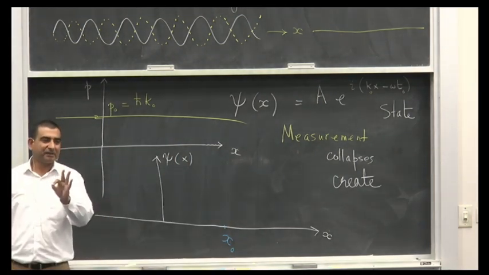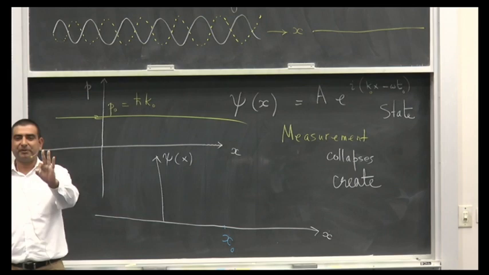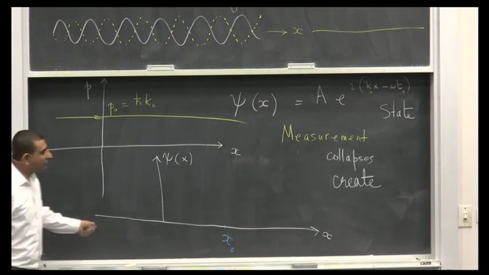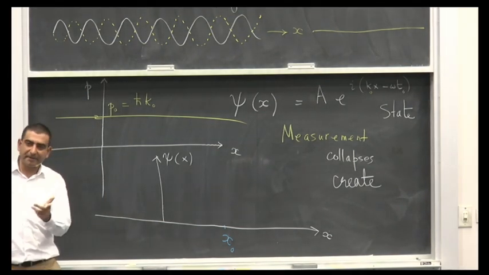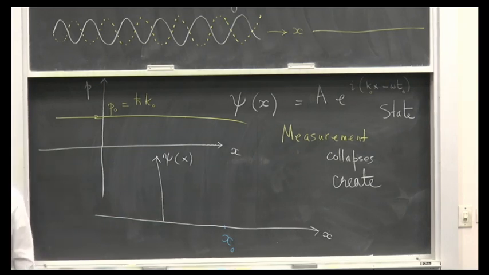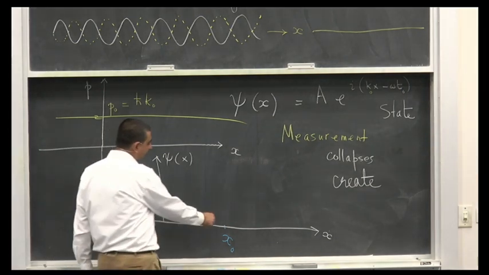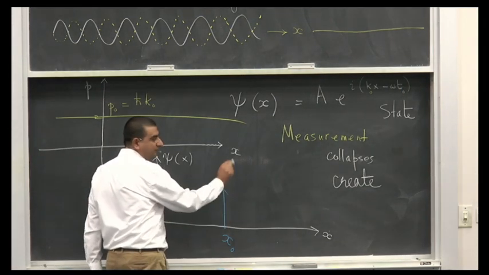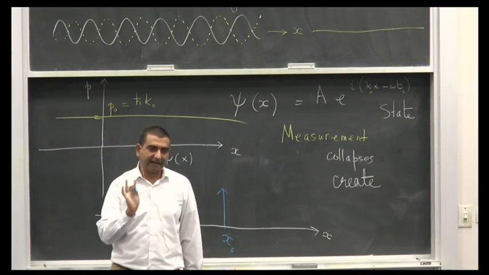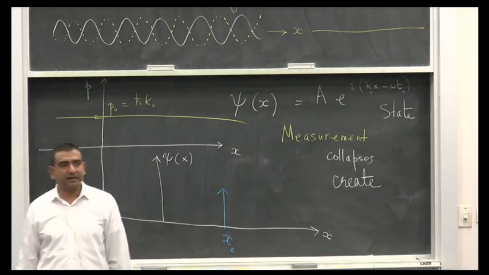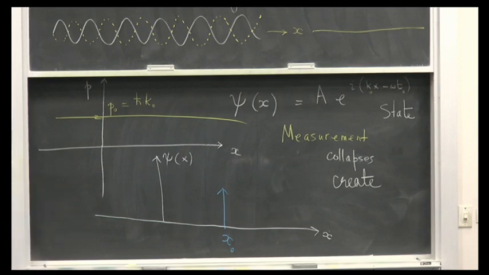Now a new state has been created, a new wave function has been created. If I were to draw the wave function just after the measurement, it is no longer going to be a plane wave. Rather, it's only going to exist at x naught, just a spike over here, just at x naught. In mathematics, this is called a Dirac delta function.